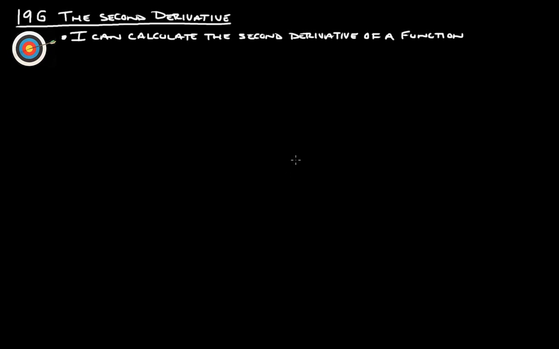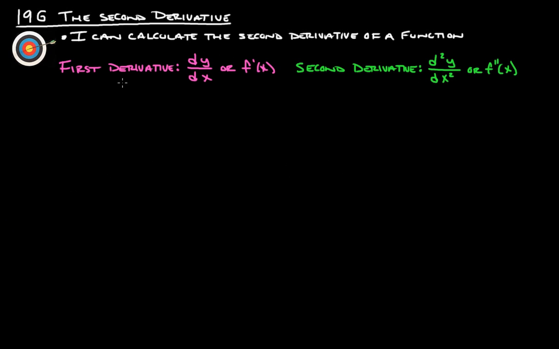I'm going to take you through the 19G notes on the second derivative. At the end of this, you should be able to say, I can calculate the second derivative of a function. First off, the first derivative is dy over dx, or the derivative of y with respect to x, or f prime of x.